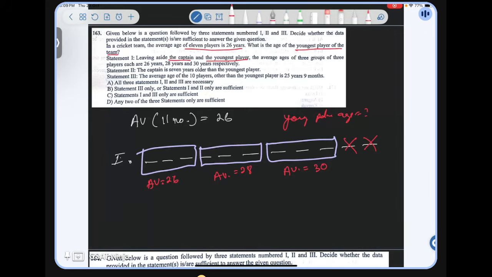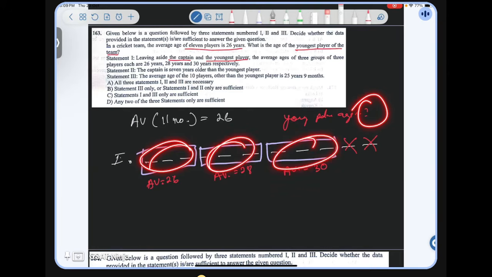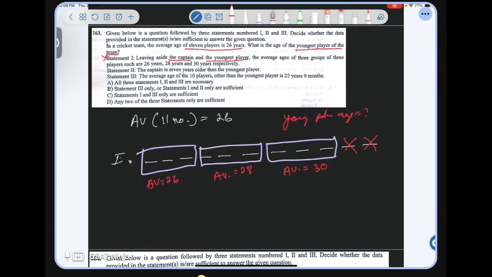3 groups, different averages given. So just by looking at this, can we answer what is the age of the youngest player? No, right? Because nothing is given here. We are just given average of 3 groups of people. That means statement number 1 alone is not sufficient to answer the question here. So let us go to statement number 2 there.